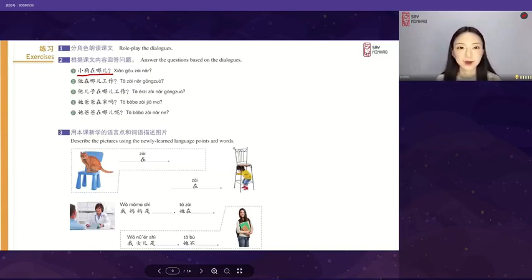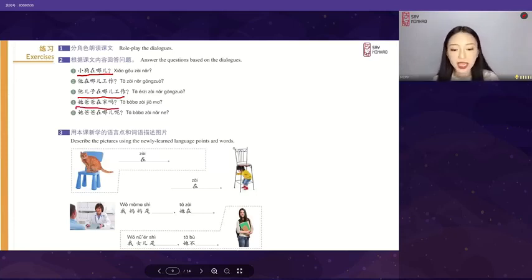Okay, 他在哪儿工作？ It's not asking about his son, it is asking about himself. The answer is 他在学校工作。 He is working at the school. Okay, next one. 他儿子在哪儿工作？ Where does his son work? So, the answer is 他儿子在医院工作。他是医生。 Okay, last questions.